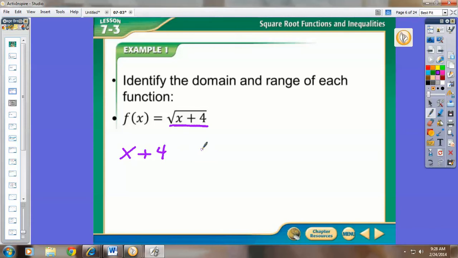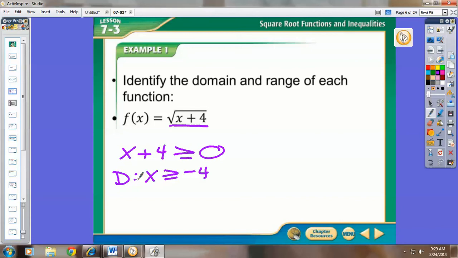So how would I show that? Greater than or equal to? Can this expression be greater than or equal to negative 4? No, it can be greater than or equal to what? 0. Can you solve this? x is greater than or equal to what? Negative 4. My domain: x is greater than or equal to negative 4.